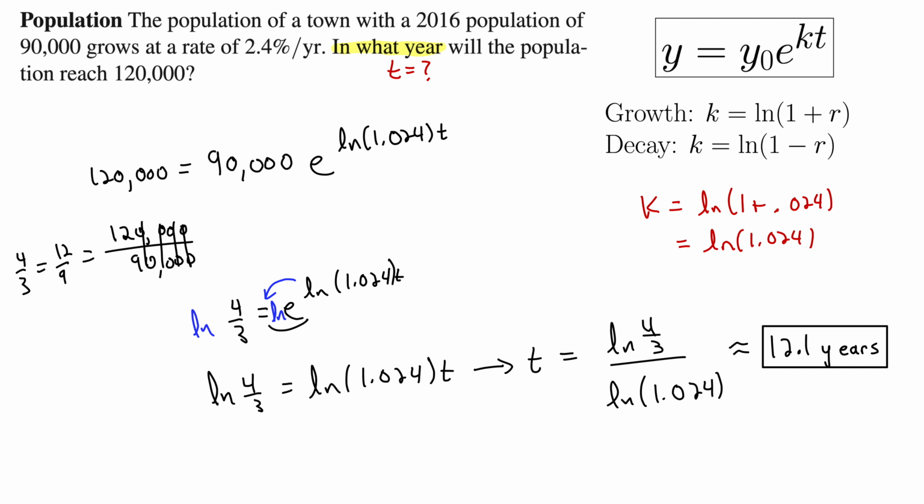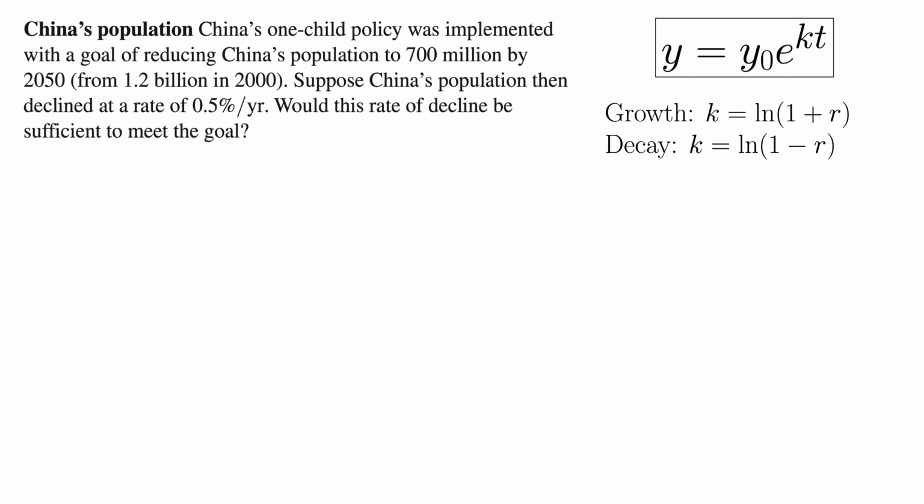Let's try an example with population decrease. This one is about China's population. China's one-child policy was implemented with a goal of reducing China's population to 700 million by 2050, from 1.2 billion in the year 2000. Suppose China's population then declined at a rate of 0.5% per year. Would this rate of decline be sufficient to meet the goal?